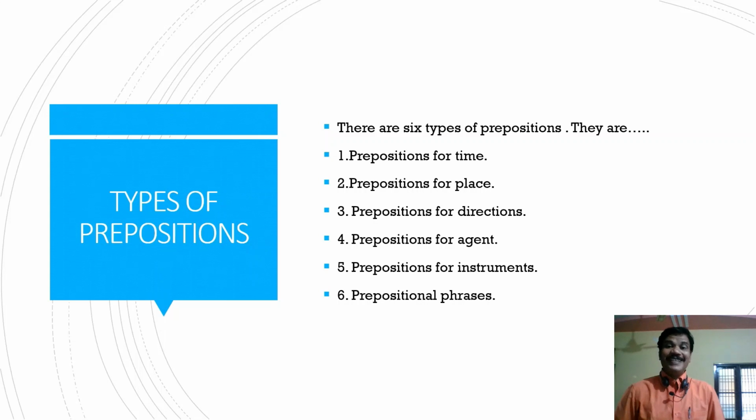Types of prepositions. There are 6 types of prepositions in English. They are prepositions for time, prepositions for place, prepositions for directions, prepositions for agent, prepositions for instruments, and prepositional phrases.